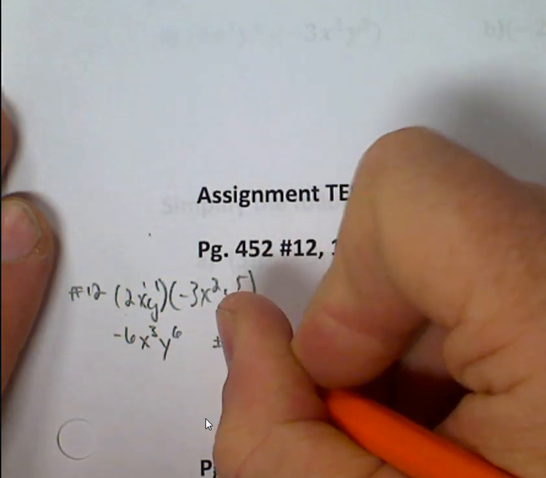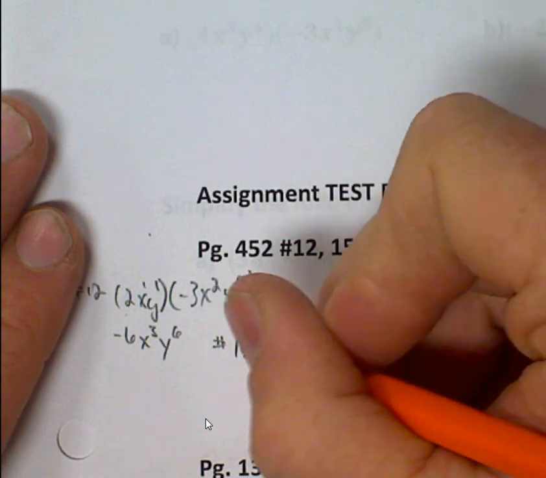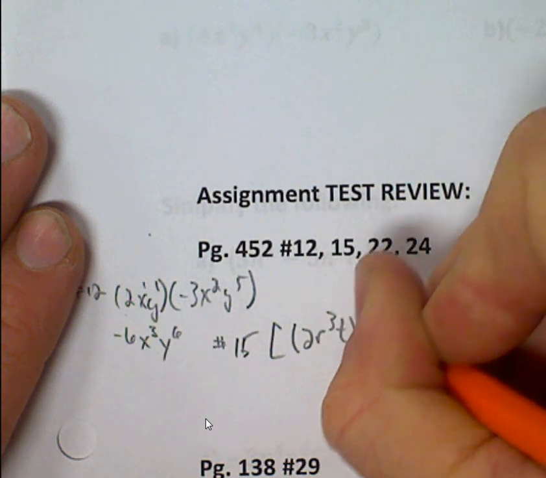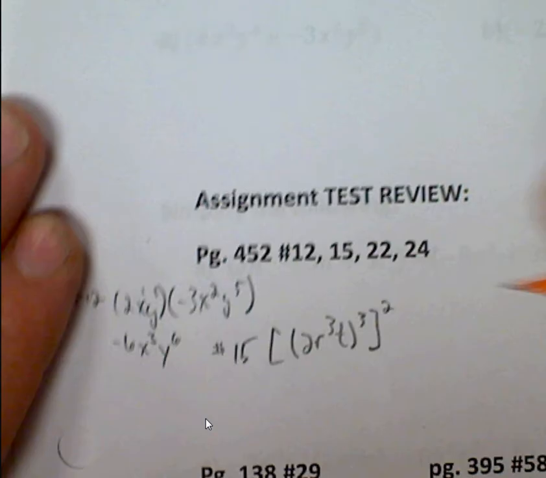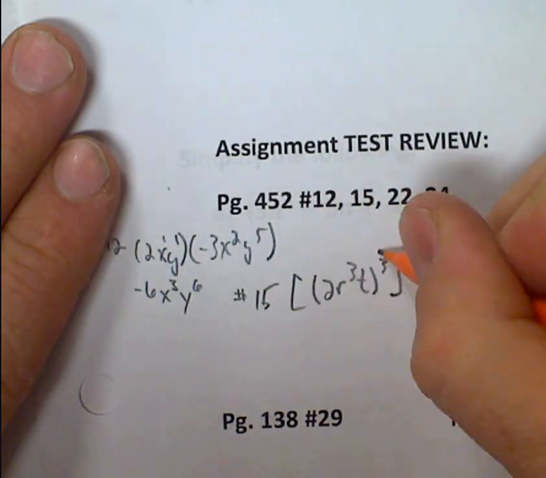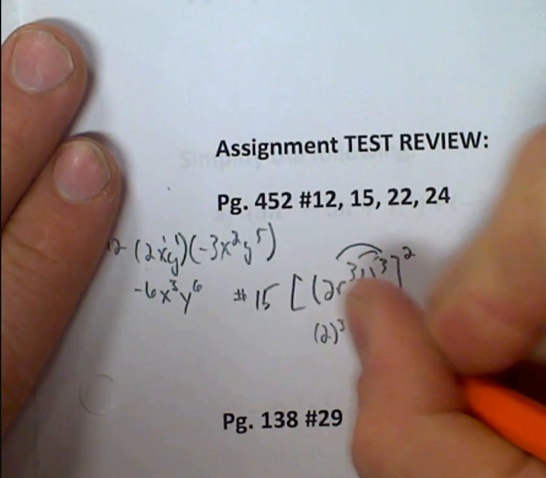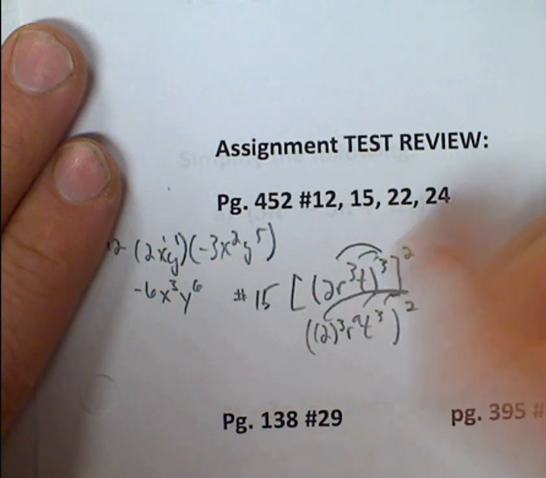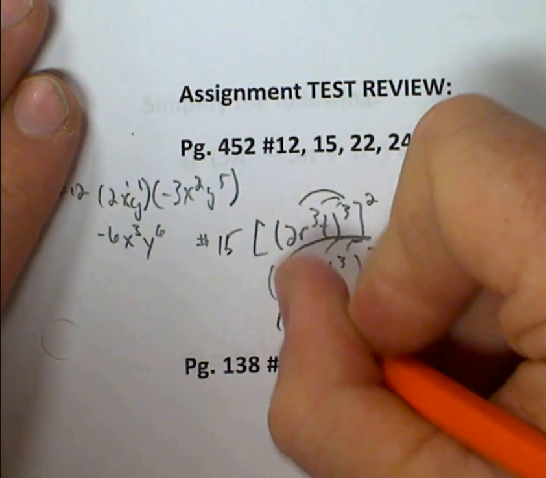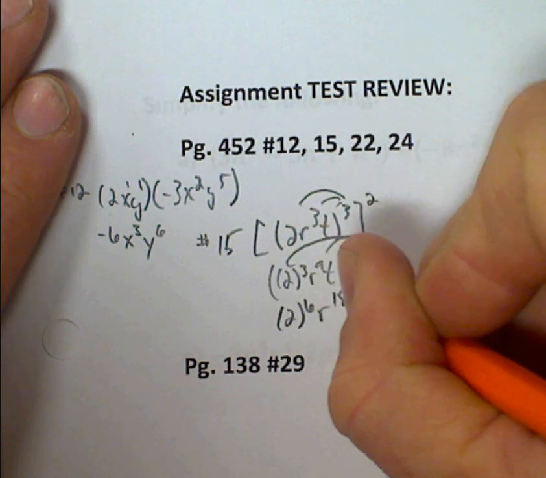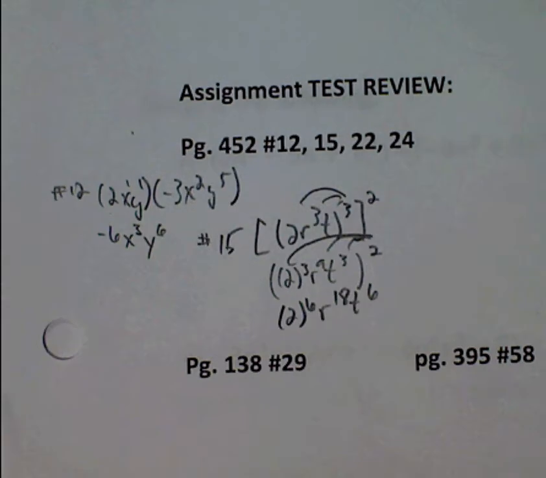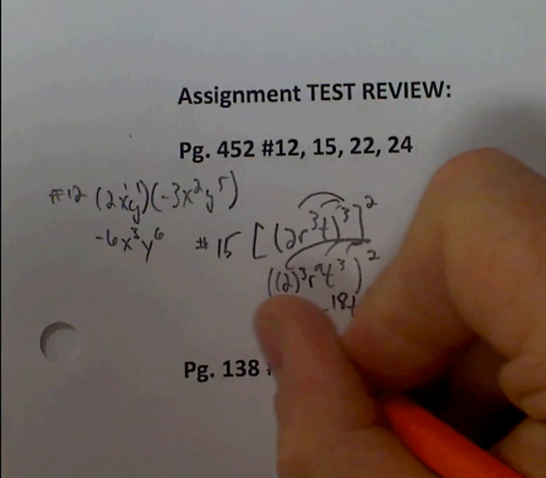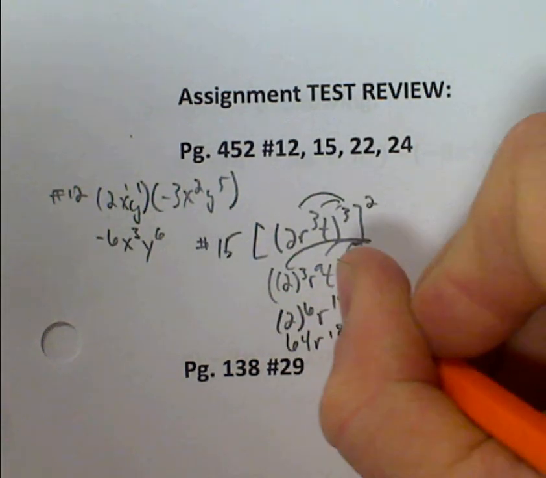Number 15, we have 2r3t to the third, squared. So I'm going to distribute the 3 to everything, so that would be 2 to the third, r to the 9, t to the third. Then I need to distribute the 2 to everything. So that would be 2 to the 6, r to the 18, t to the 6. 2 to the 6 becomes 64, r to the 18, t to the 6.